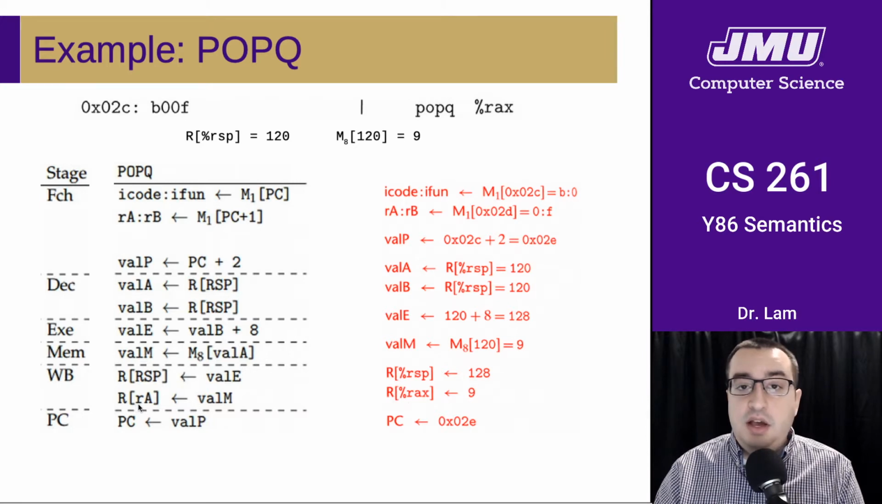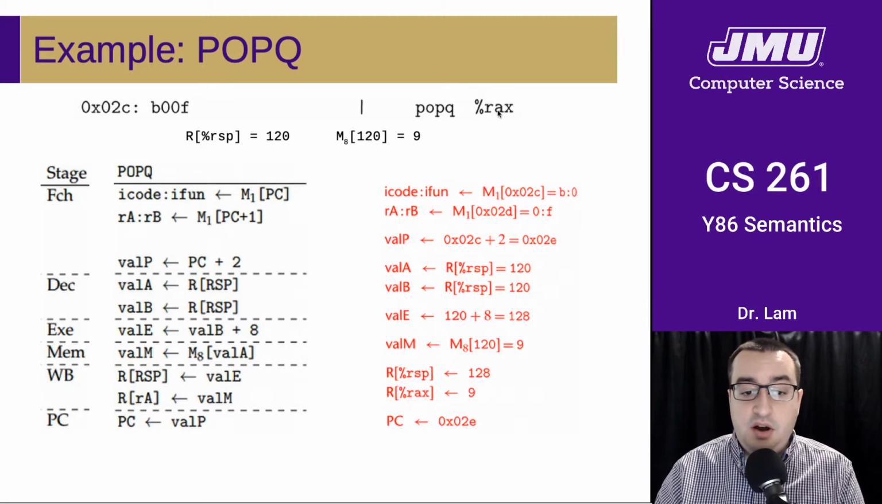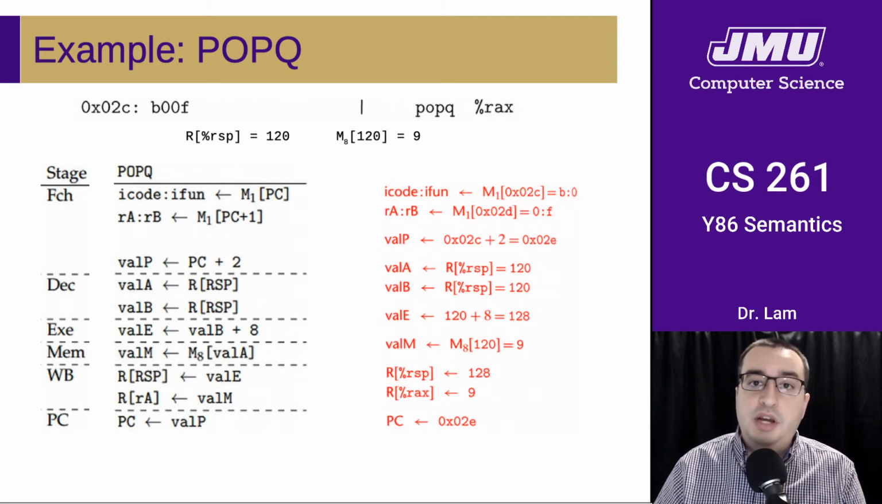And then the actual register, the value that we popped off the stack is going to go into RA, which in this case is RAX, which we determined up here when we did the fetch. And that's going to be the value 9, which I told you ahead of time. And that value is coming from the memory read. And then finally we get to the PC update where we've already done the register changes that were important. And so now we're just going to update the program counter to move on to the next instruction.